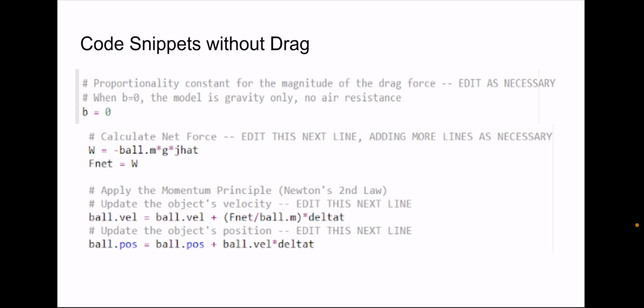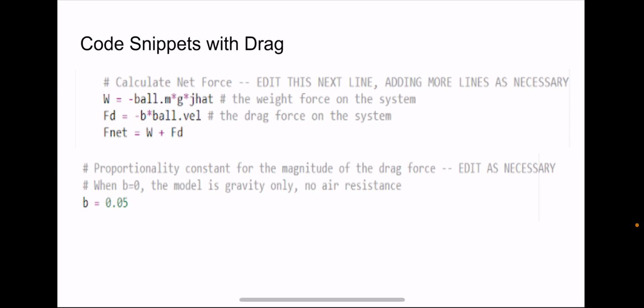We use the momentum principle, otherwise known as Newton's second law, to update the object's velocity and the object's position. As you can see, the position is the position plus the velocity times delta t, and the velocity is the velocity plus F net over the mass of the iPhone times delta t.